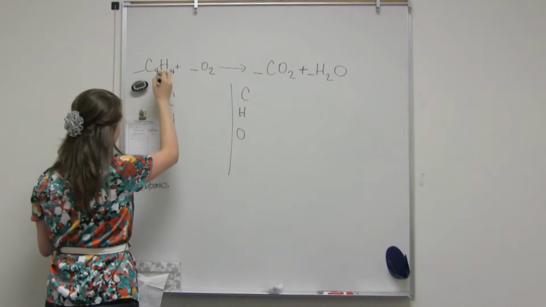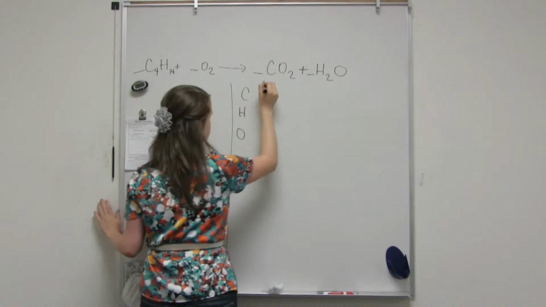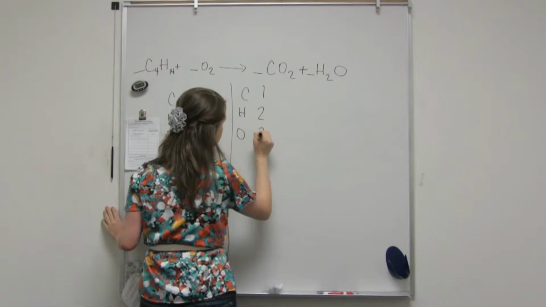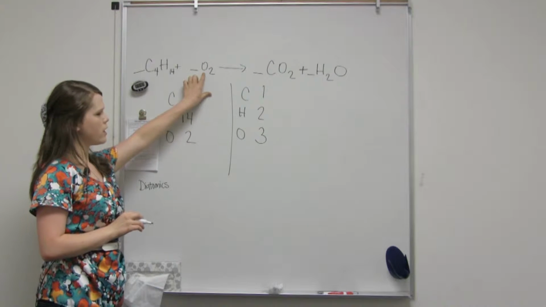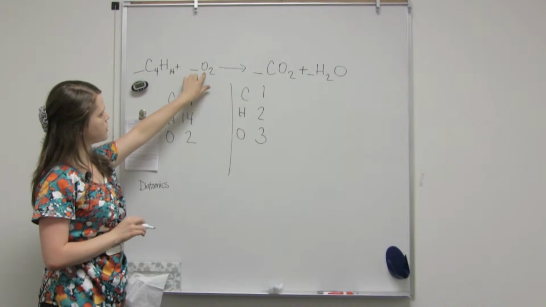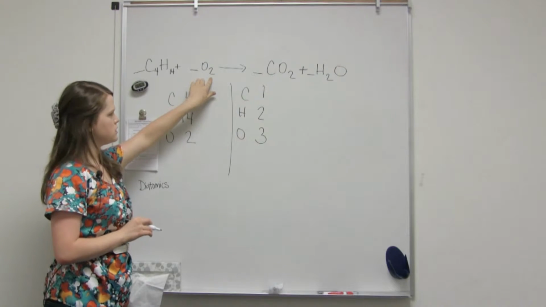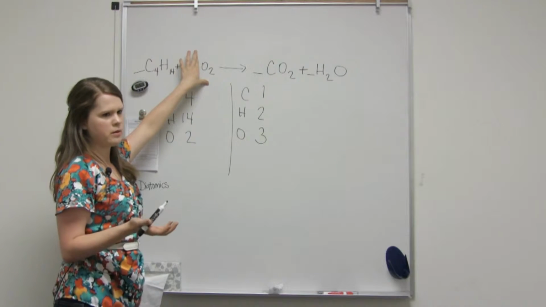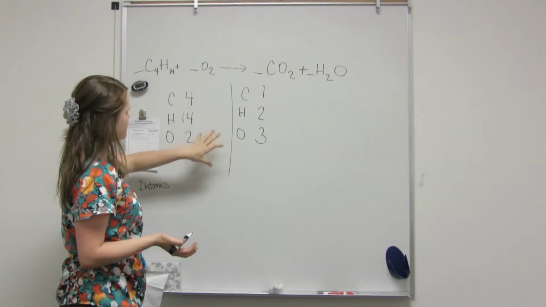How many do I have on both sides? 4, 14, 2. Okay, so since I see that there's a lone oxygen, you always leave oxygen to the end, right? Yes. So I would leave any of these diatomics by themselves until the end, because I can add as many as I need from him, because he's just one atom, one element. So I can fix oxygen at the end.